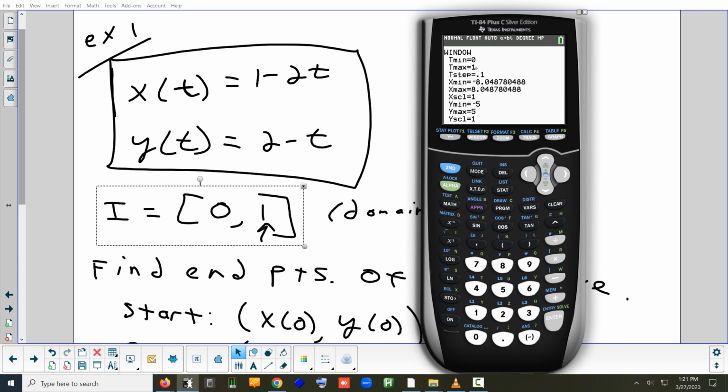Is the number for the t-step going to change the problem in any way? Yeah. We'll talk about that, especially when you do things like curves. If you don't have enough points on a curve, it doesn't look like a nice curve.